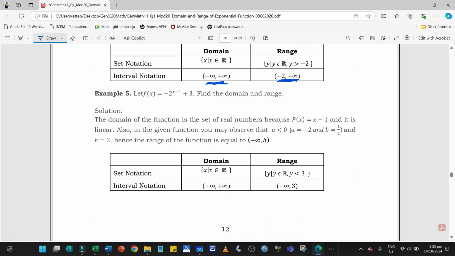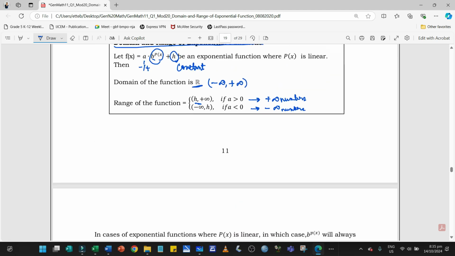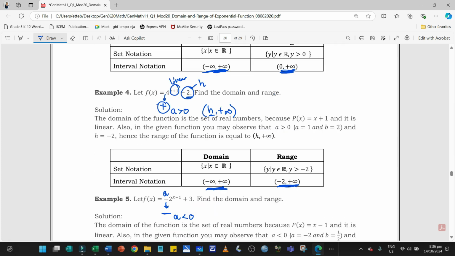Another example: let f of x is equal to negative 2 raised to x minus 1 plus 3. Now, this is our a. Is it negative or positive? Yes, it's negative. Therefore our a is less than 0. So what happens if our a is less than 0? We use negative infinity to h.